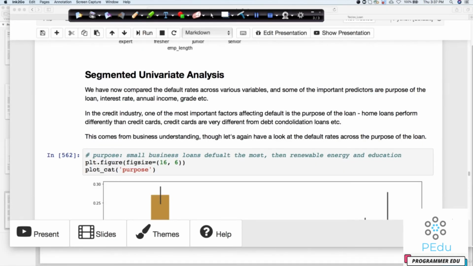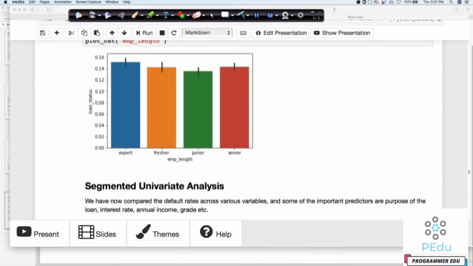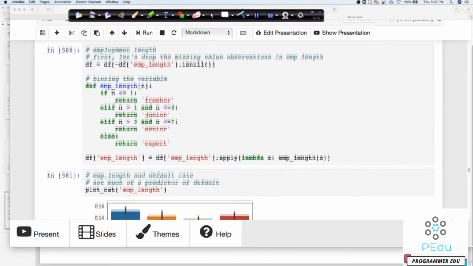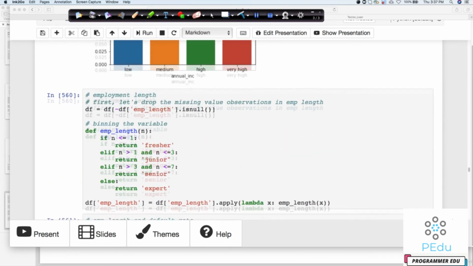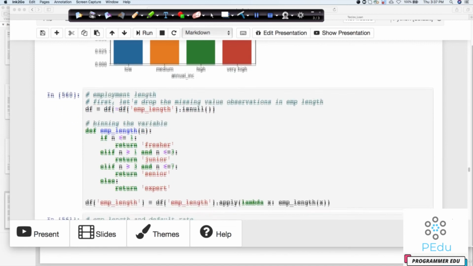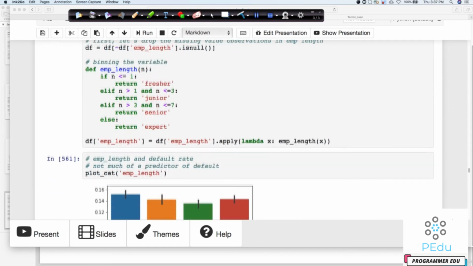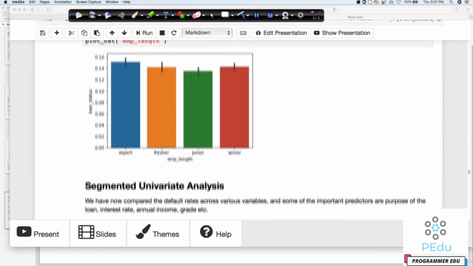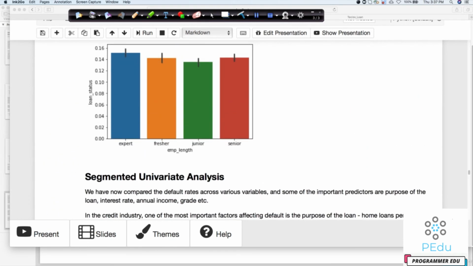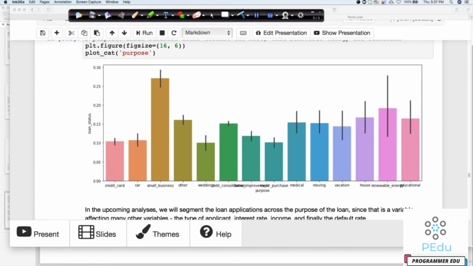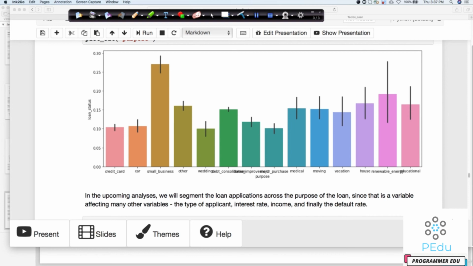Okay, so now we have to perform a segmented univariate analysis. One thing which I missed out in the last video was looking at the employee length, but it was not giving much information. So for employee length, I converted it to freshers, juniors, seniors and experts based on the years of experience. Then we plotted this and could not get much information. Let's do the segmented analysis. This we have already done; it's just a repetition which happened by mistake.